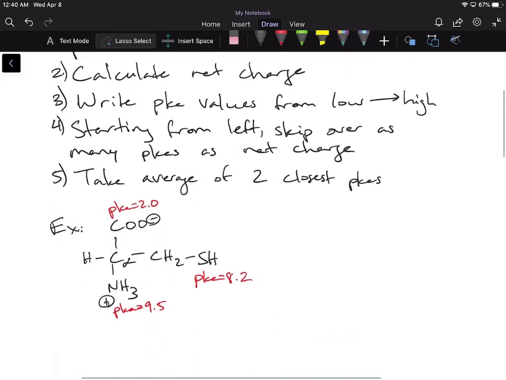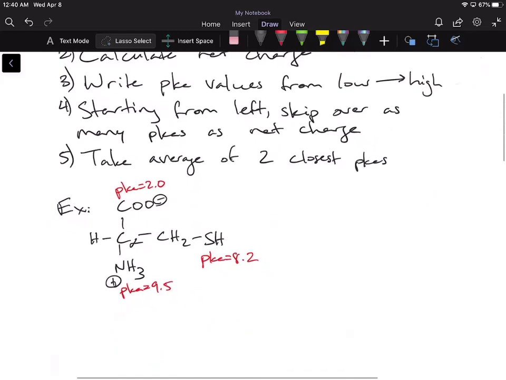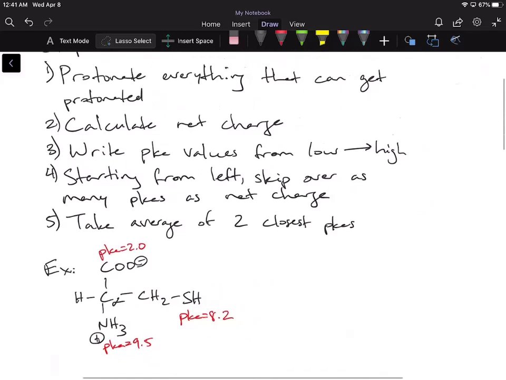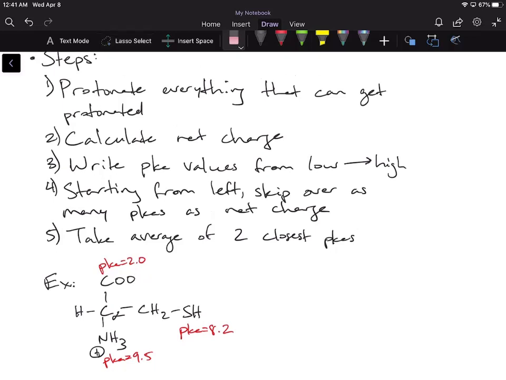So over here, I drew the amino acid cysteine, okay? And I'm going to leave the steps over here so that you guys can follow along. This amino acid is drawn at physiological pH. So the first thing that I'm going to do is step number 1, I'm going to protonate everything that can get protonated. So here I'm going to look at anything that has a negative charge. For example, the carboxyl group at the top, that's going to get protonated. Carboxyl group at the top is going to get protonated.